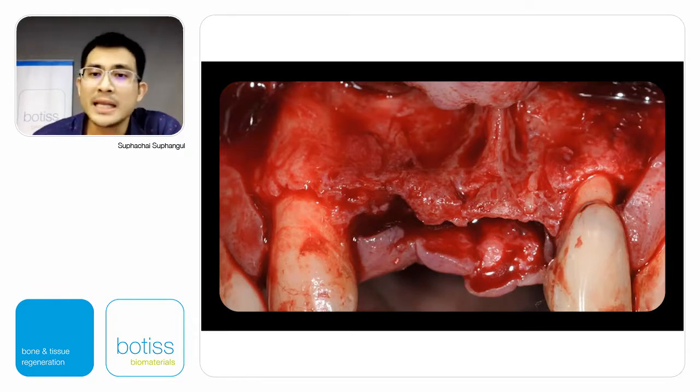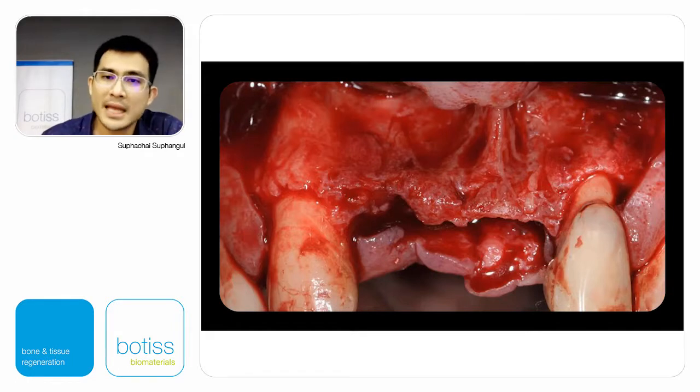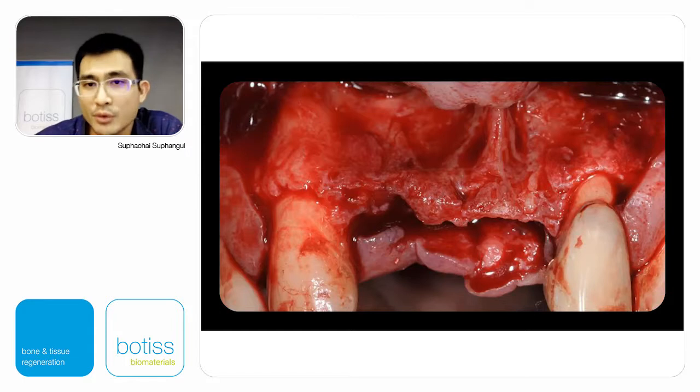However, in general, in a case like this, we will get the anatomical landmarks that can keep the bone graft in place. One, the adjacent teeth, and another one, in the center of the face, we get the nasal spine here. That can keep the horizontal dimension of the bone graft.